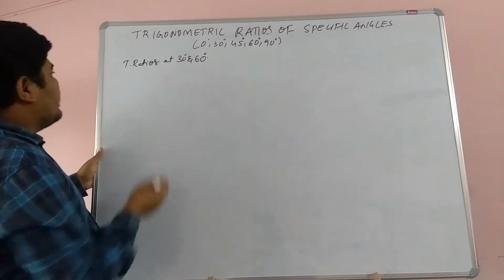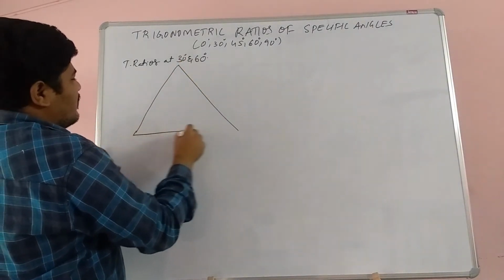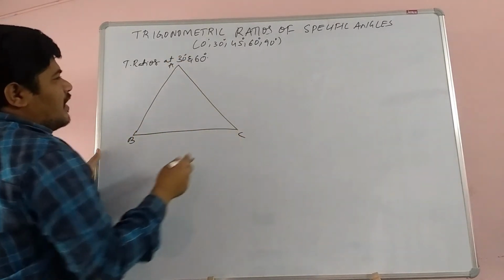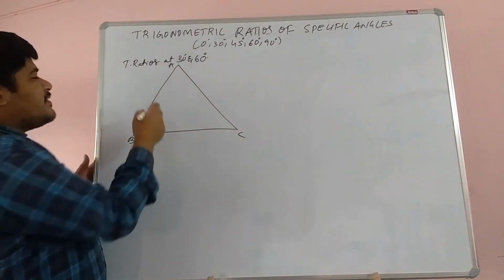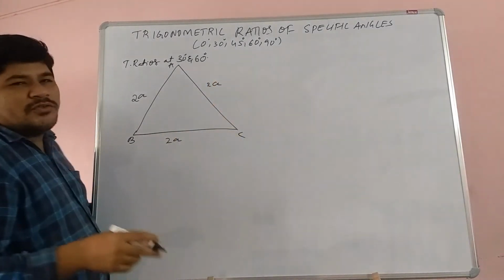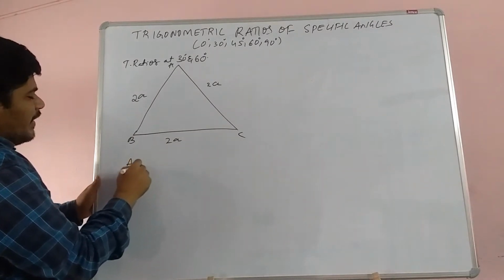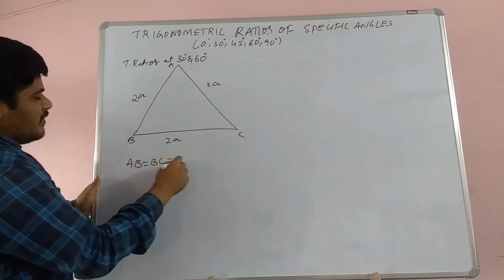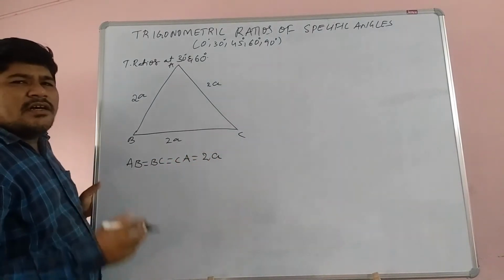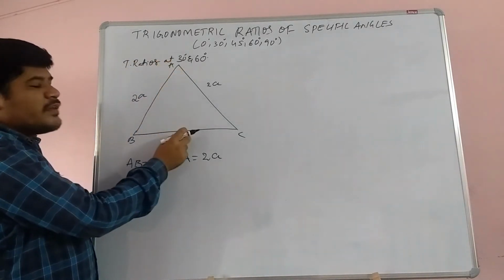Okay, so here I am taking an equilateral triangle, and I am naming it as ABC. And here all these three sides are 2A, 2A, 2A. So all are having the same length, that is 2A. So AB is equal to BC is equal to CA is equal to 2A units. Right. Now we need to draw a perpendicular from vertex A to side BC.